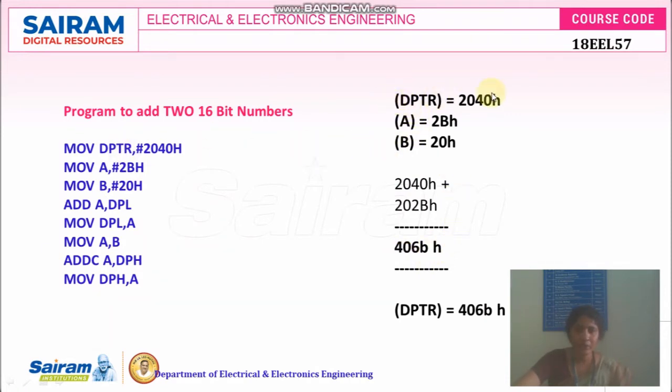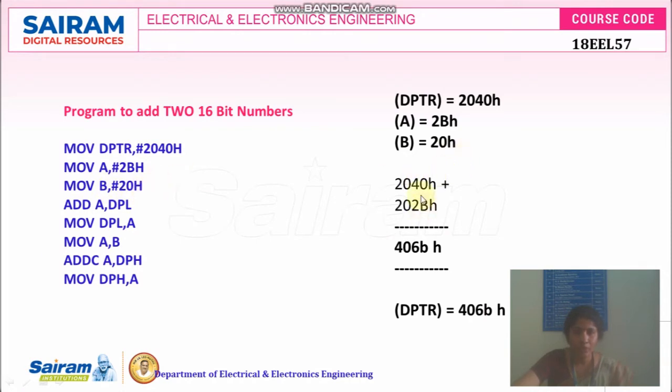To load the data into your data pointer, you can use immediate addressing mode: MOV DPTR, #2040H. It is hexadecimal data, so you have to include the H. Next, I need to load the data 2B in your accumulator. Here also you can use immediate addressing mode: MOV A, #2BH, and load 20H in the B register. It is also done by means of immediate addressing mode. The mnemonic used to load the data is MOV B, #20H.